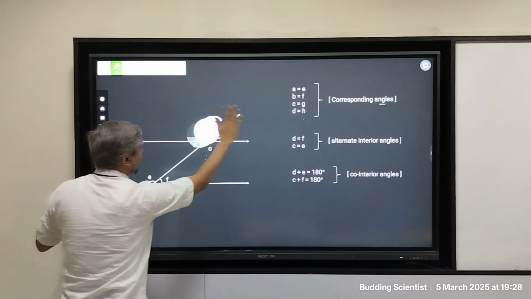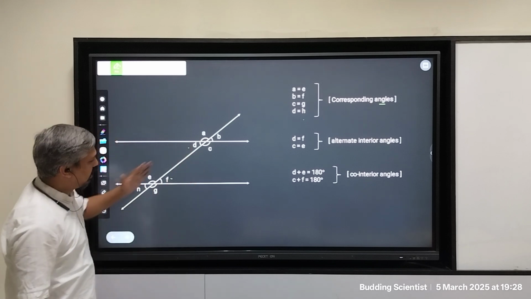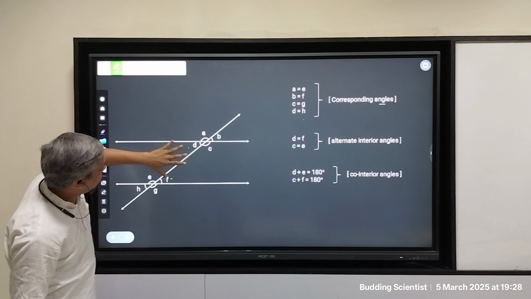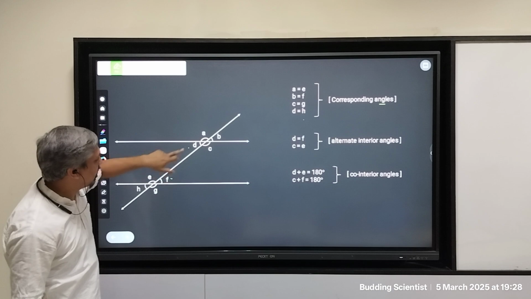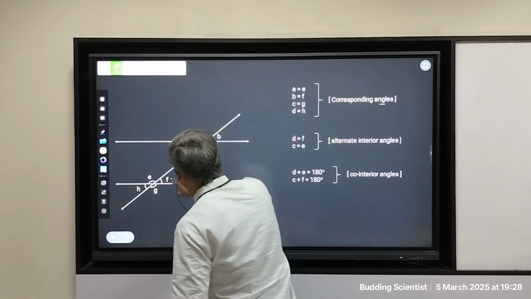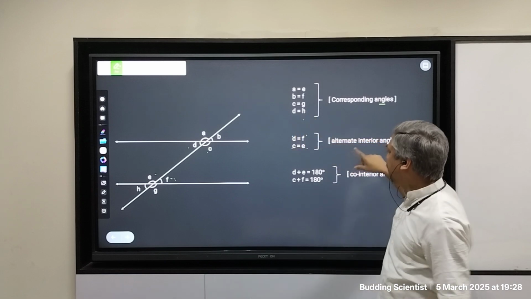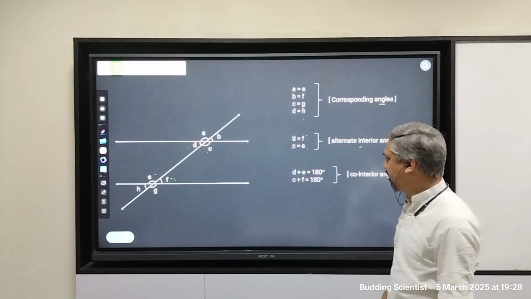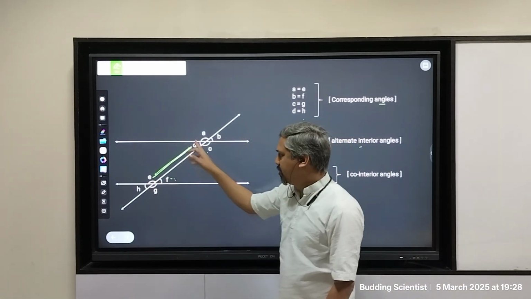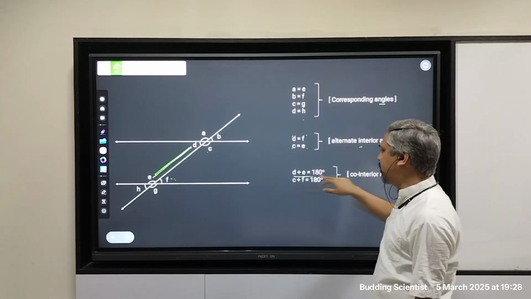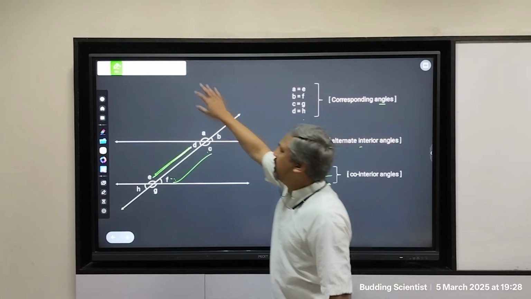The angles which are on the opposite sides of the transversal line and are interior angles, inside the two parallel lines, are called alternate interior angles. D and F, and C and E, these two pairs are equal. D and F are equal, C and E are equal, because they are alternate interior angles. These two angles are co-interior angles. So D and E are supplementary. D plus E is equal to 180 degrees. C plus F is also 180 degrees. That's the revision part of it.